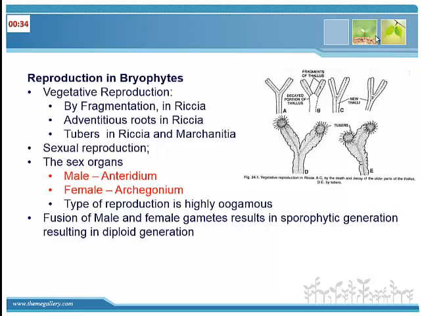Sexual mode of reproduction takes place through the sex organs of both male and female. The male one is called antheridium and the female one is called archegonium. The type of reproduction is highly oogamous, and the fusion of male and female gametes will result in the sporophytic generation, where the diploid generation of chromosomes can be seen.